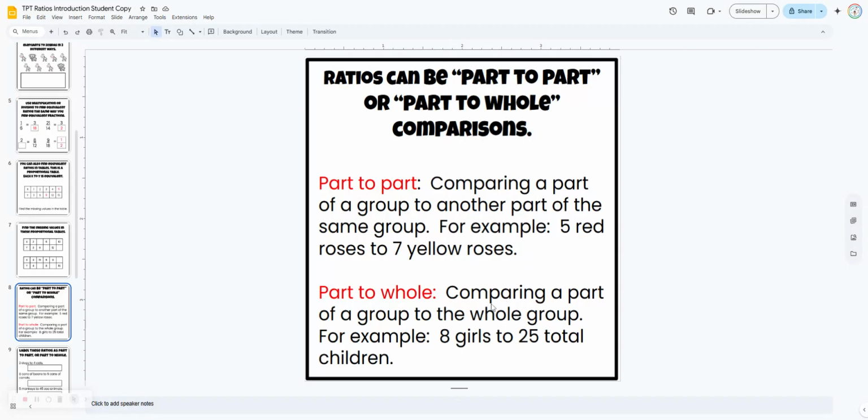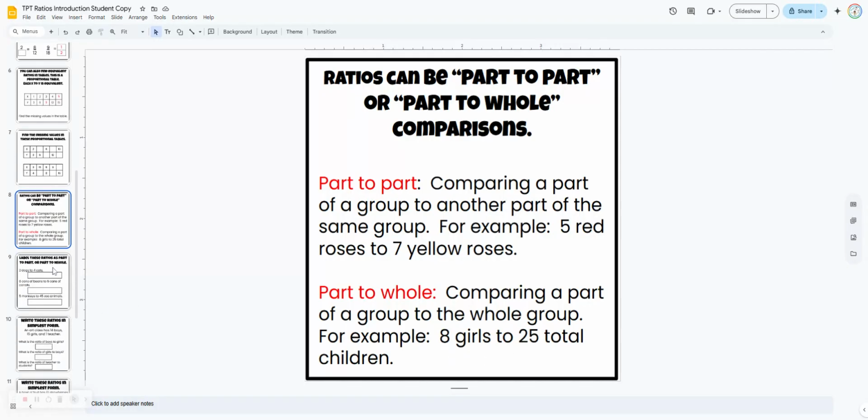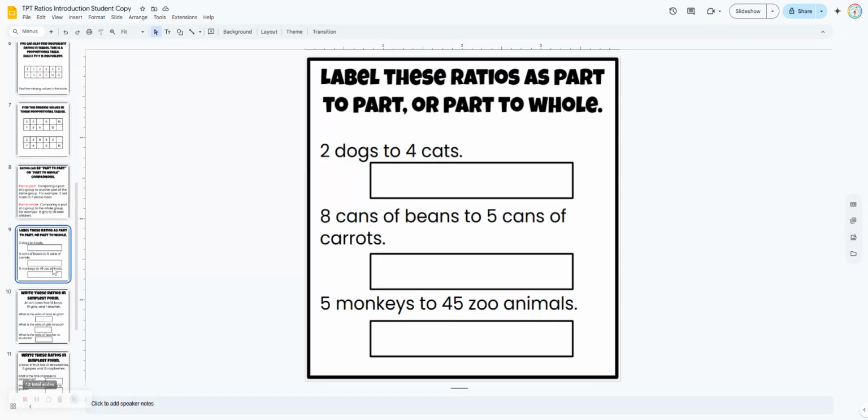Part to whole is you're comparing a part of the group to the whole group. So for example, 8 girls to 25 children. So students are going to read these scenarios on the next couple slides, and they're going to determine whether they're part to part or part to whole, and they're going to type those in.